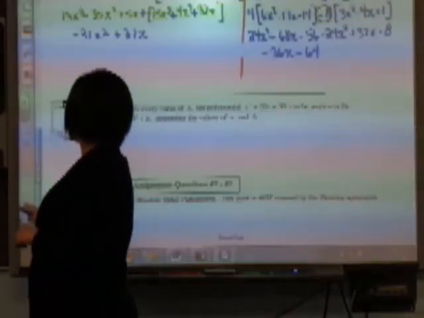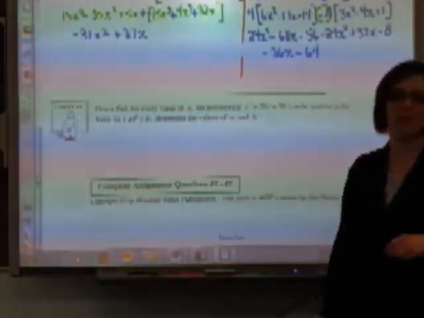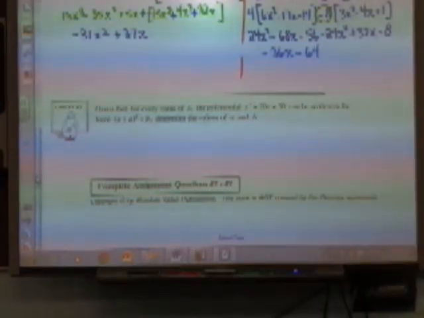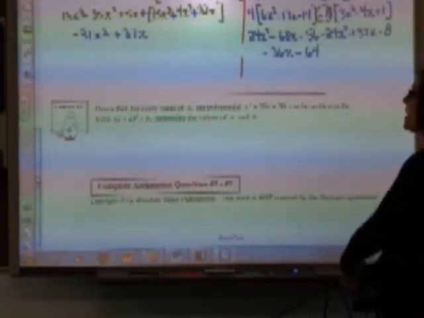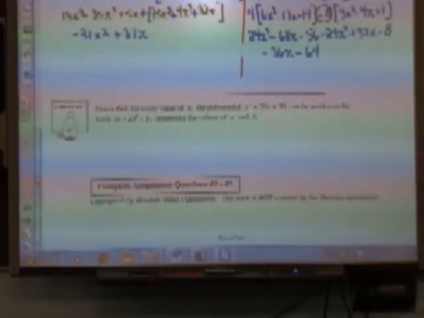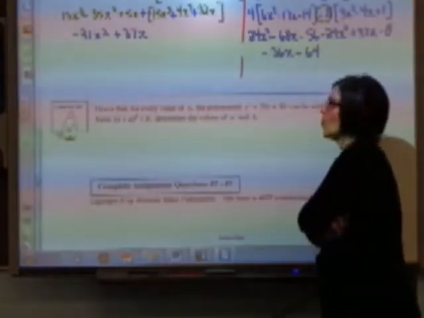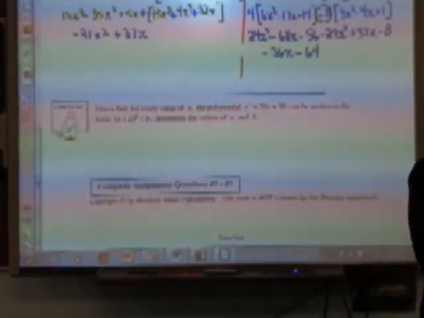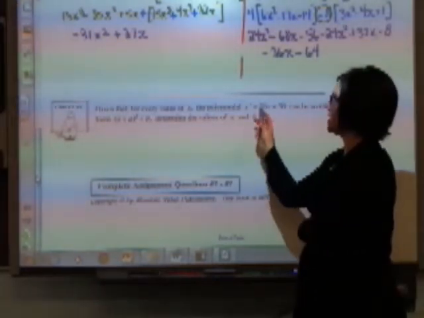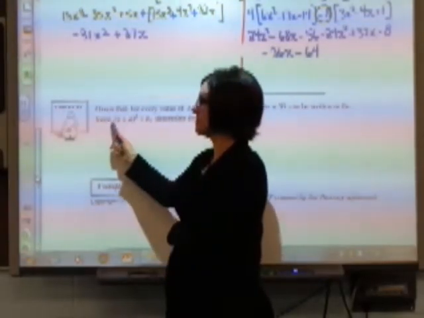Class example number 5. This is an algebraic type question. It is tricky. It's wordy in what they are asking. So, given that for every value of x, the polynomial x squared plus 20x plus 50 could be written in this form, what are the values of a and b? So we're going to work backwards. We're going to ignore this, and we're going to look at this.